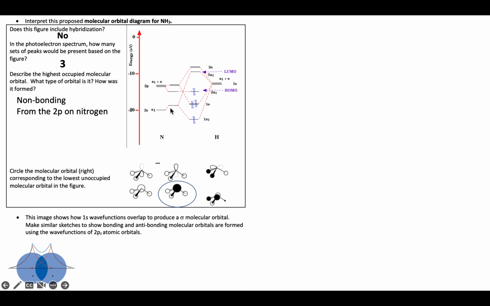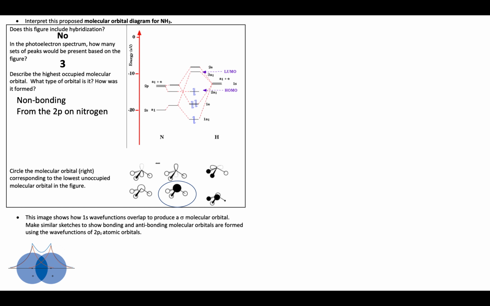If I look at the different origin of the molecular orbitals from the atomic orbitals in nitrogen, I see a contribution coming from the 2s, contributions coming from the 2p, but I don't have any molecular orbital formed where it's coming from both an s and a p, so I don't see any hybridization taking place. In the photoelectron spectrum, based on this figure, I see 1, 2, 3 different sets of peaks for the bonding molecular orbitals that would be showing up in the PES data.